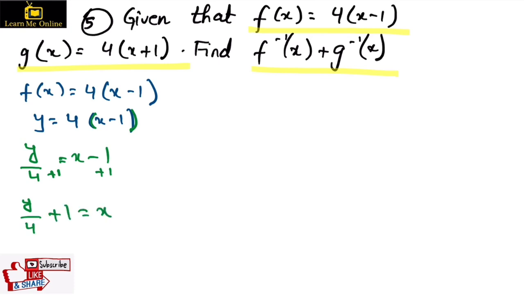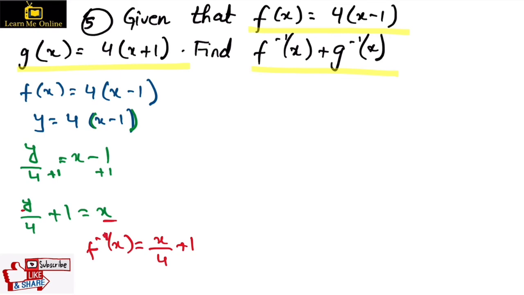Once you are done with this step, you do the final step. We are changing your x with the inverse function, so that would be f inverse of x equals, and changing y in terms of x would be x over 4 plus 1. Here we have found out what's the inverse of f function.